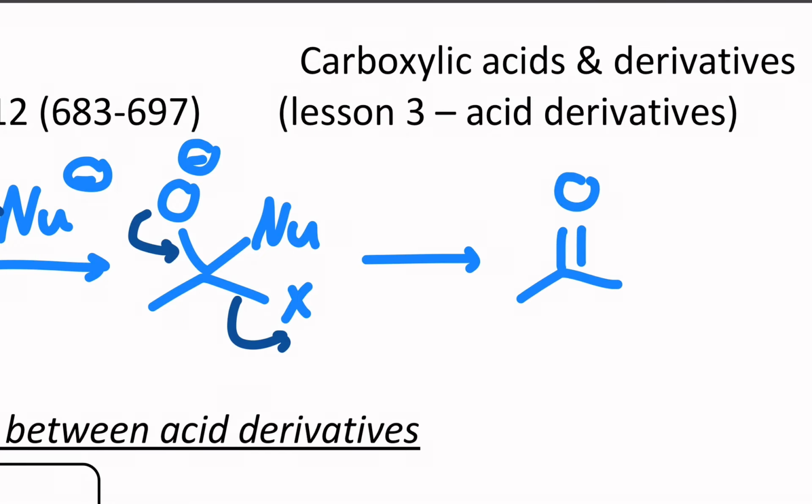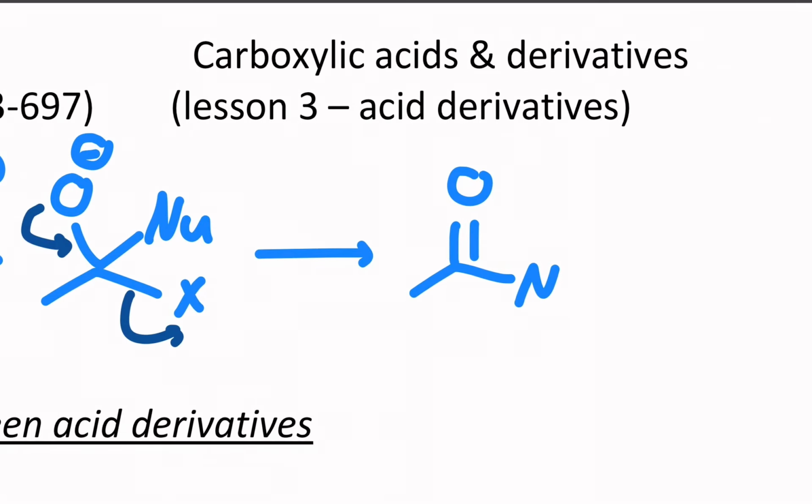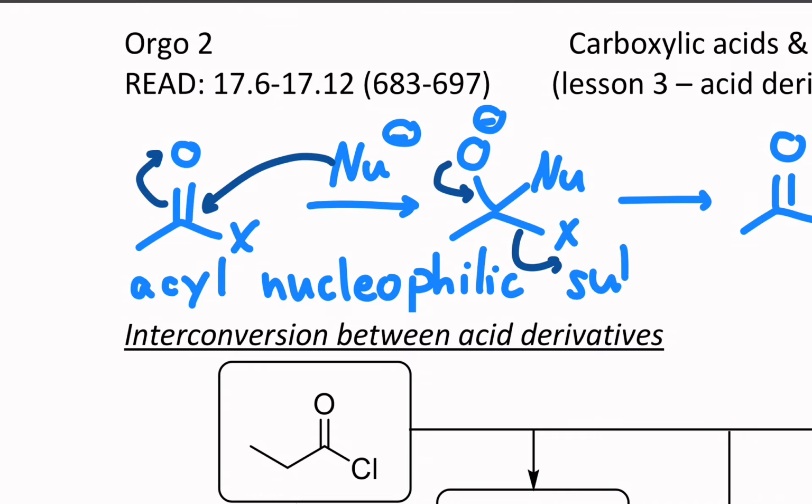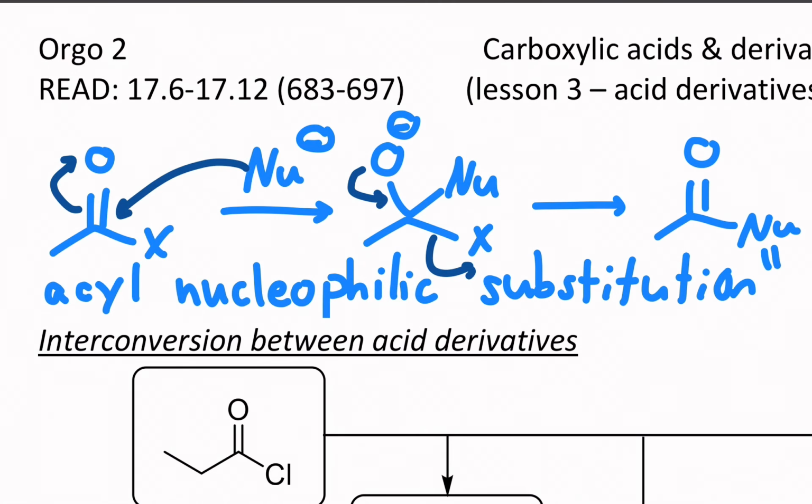We've actually seen a couple of examples of this type of chemistry, but we're going to really focus on it here. In fact, this is called acyl nucleophilic substitution because it's so common. The acyl group is just whatever is attached to the X group, the carbonyl, without defining it as an acid or an acid chloride or anything like that.